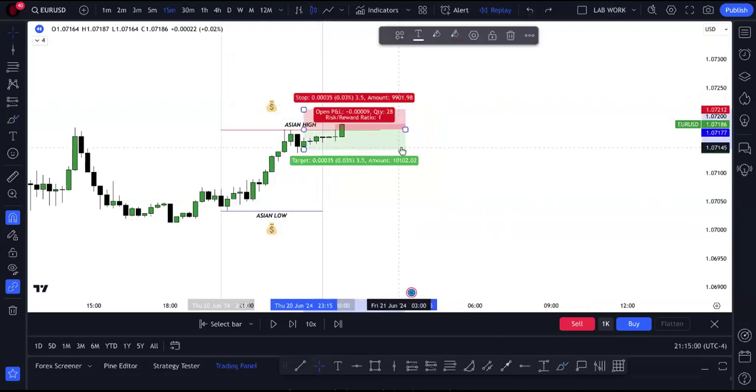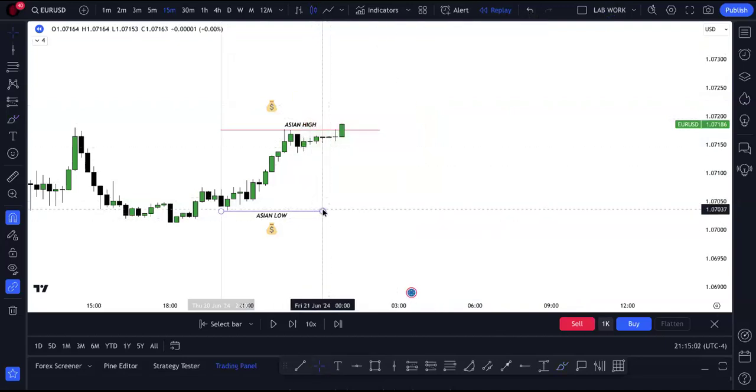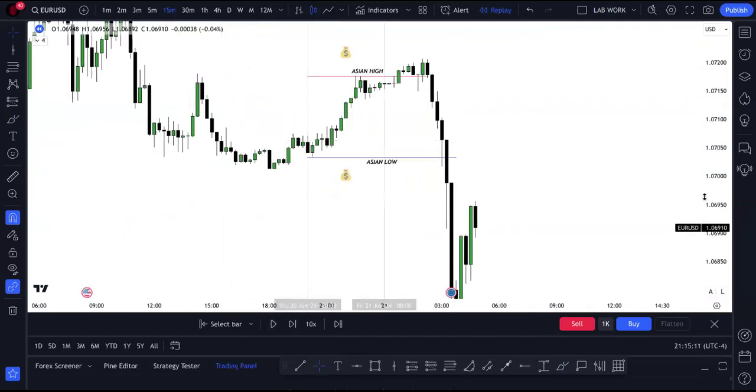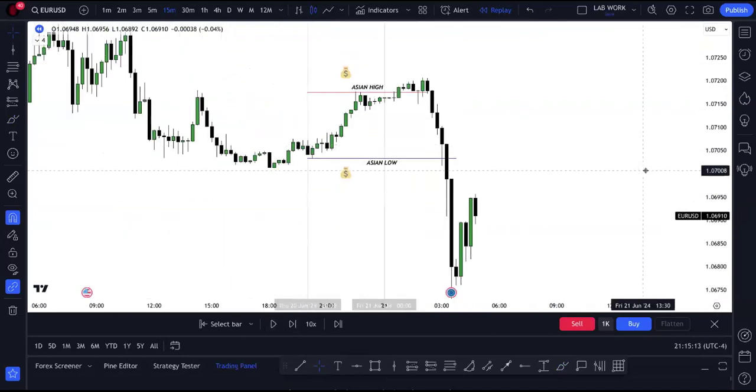Man, what am I doing? Get off the chart. I'm going to aim for that low down here to get tagged. Let's see what happens. Play it forward. Price tags it and runs through. You see how just that simple idea can get traders into the market without even having to jump intraday?